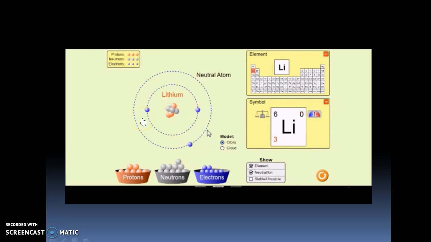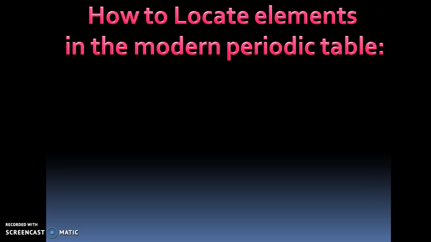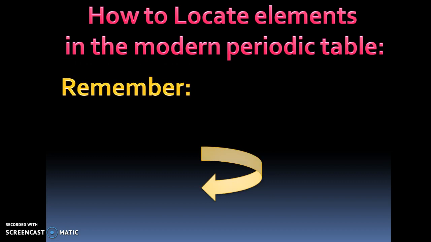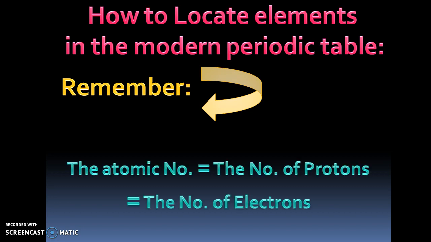Okay, dear students. Now, the next point is how to locate elements in the modern periodic table. If I give you an element and I want to know the location of that element, meaning which period number and which group the element is located in. Okay, so you have to remember that.